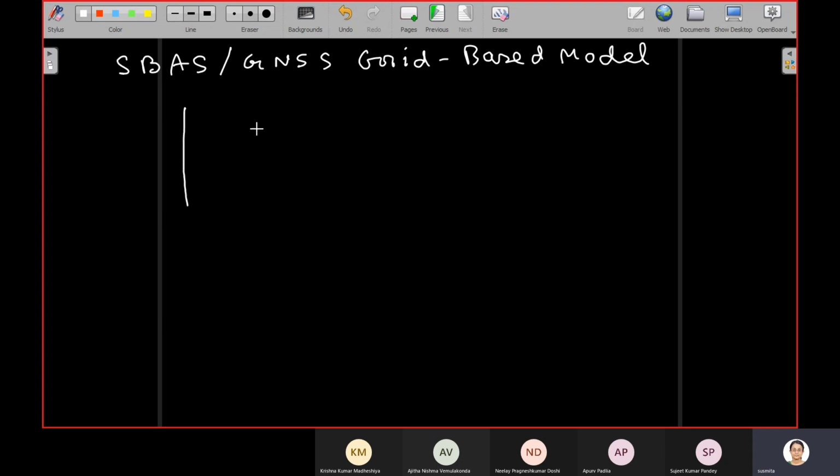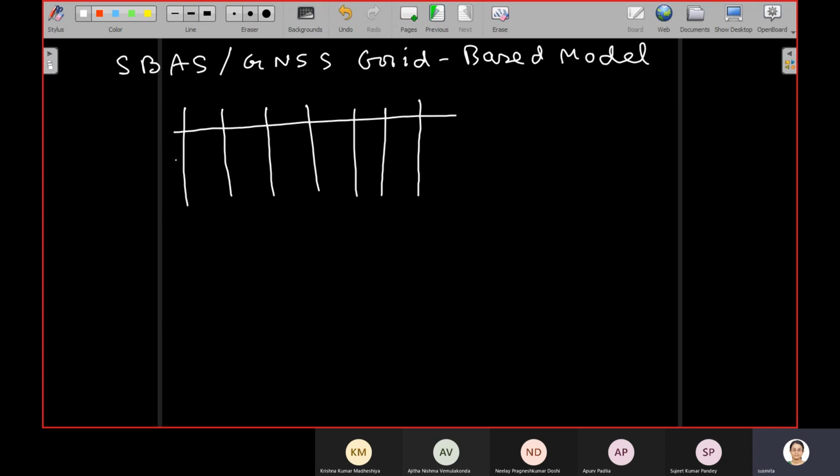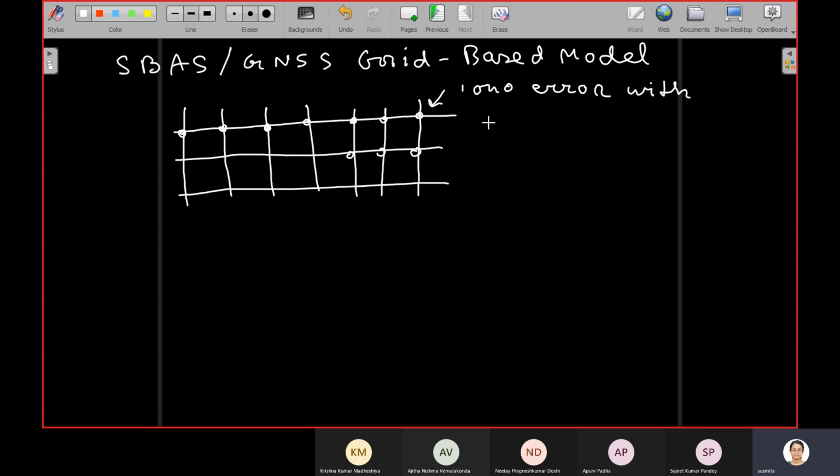So in this case, what happens? The entire world map is divided into a number of grids, and that's why we call it a grid-based model. Okay, and the satellites transmit the ionospheric errors at these corner grid points with some bound. We also provide a statistical bound, like a 1 sigma bound.